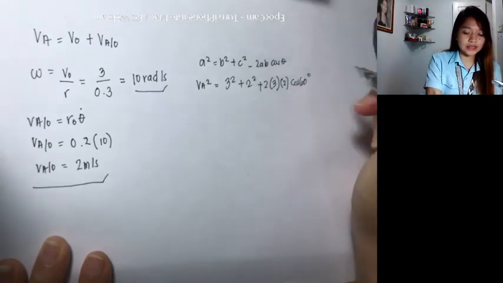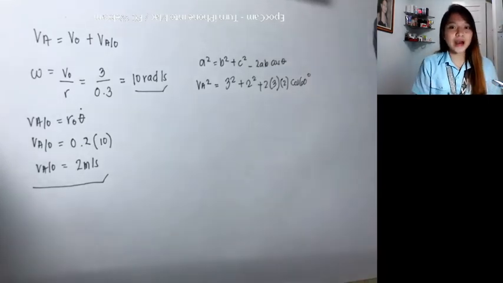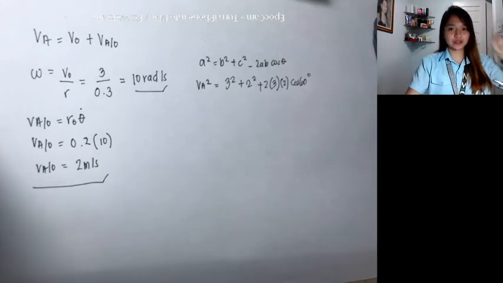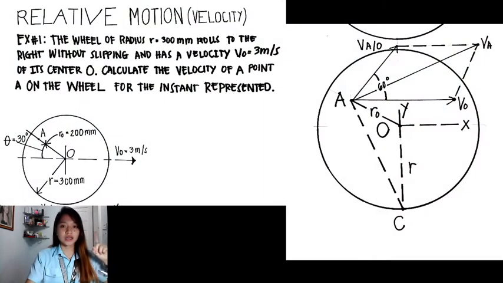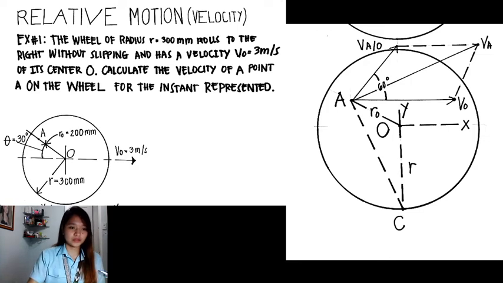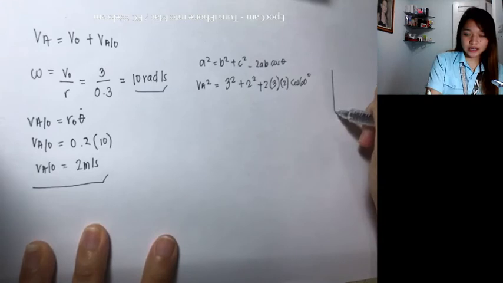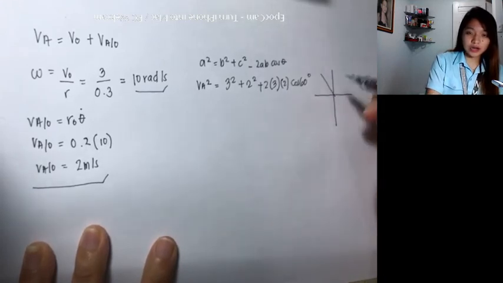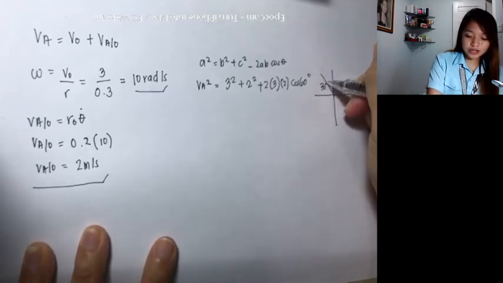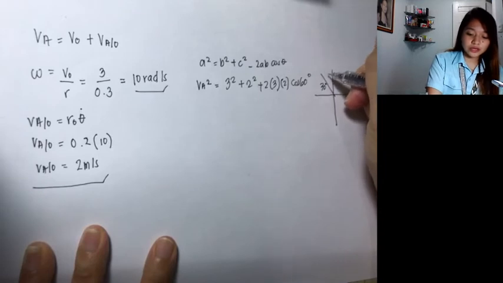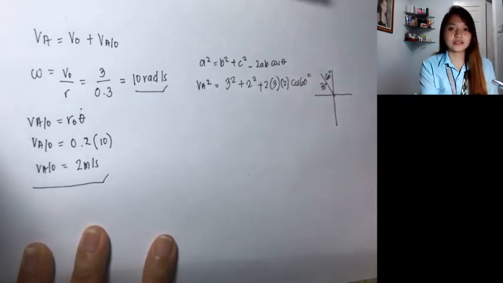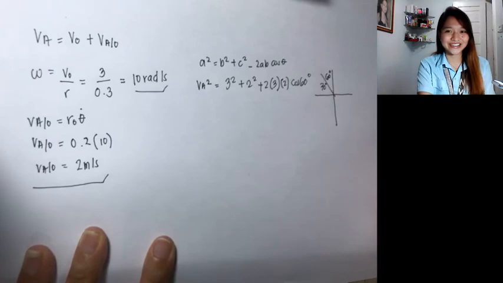So where did we get the cosine 60 degrees? Let's go back to our figure. The 60 degrees is up here because 90 minus 30. We have the existing 30 degrees here, so there is the 60 degrees. So we have cosine 60 degrees.